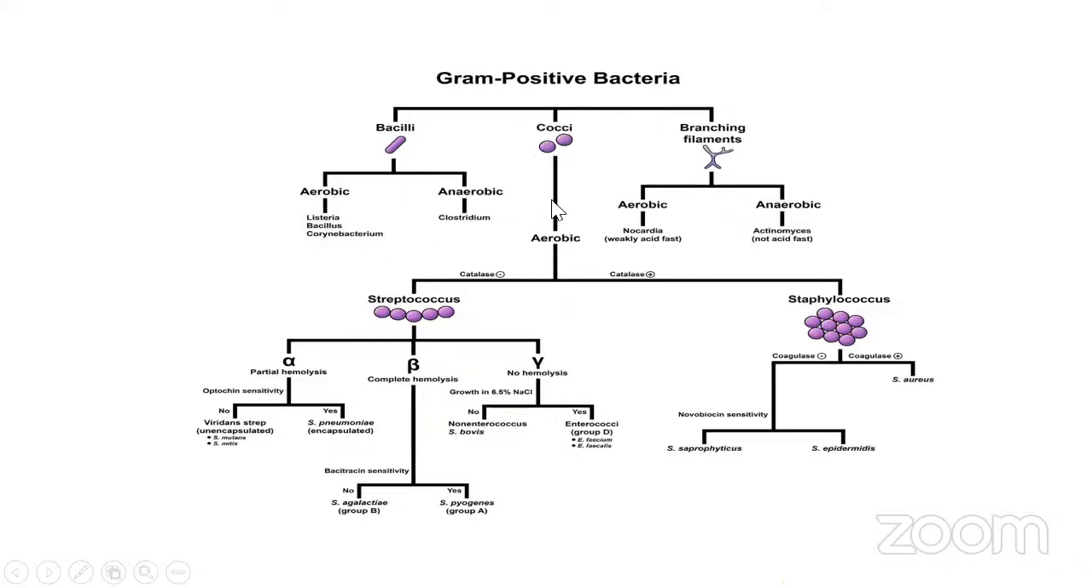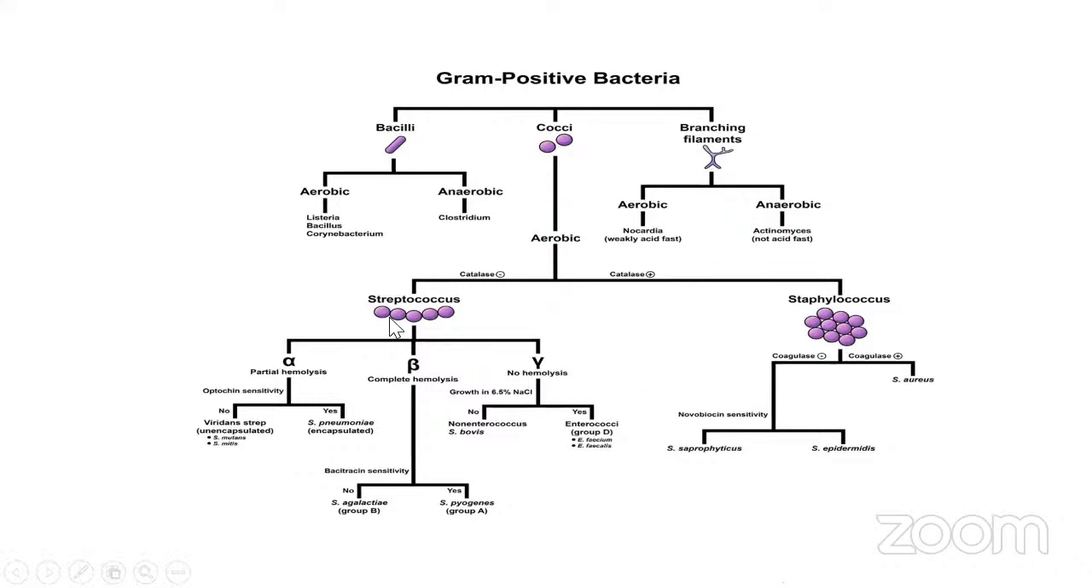So in the cocci species, once you see them, there are those that are catalase negative, which are the strep, and then those that are catalase positive. Catalase is an enzyme that breaks down peroxide that is produced by these bacteria, and it gives off oxygen species. So you'll see some bubbling in the test tubes when you do the catalase test.